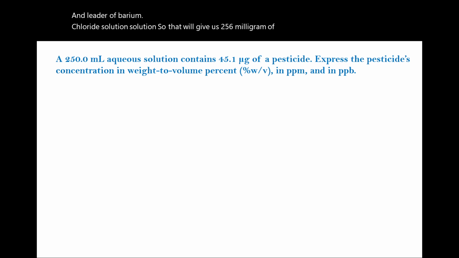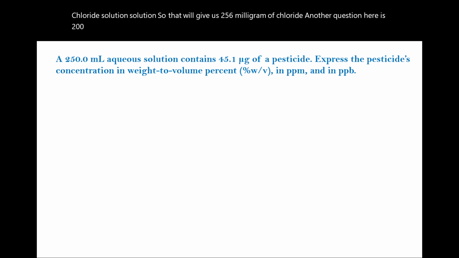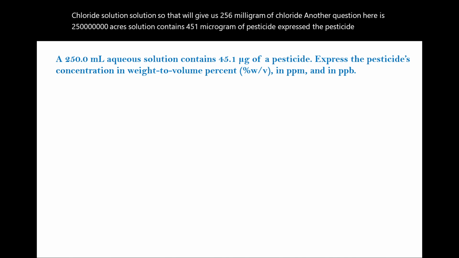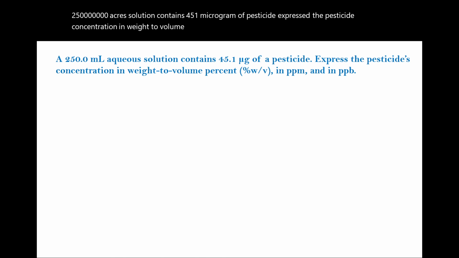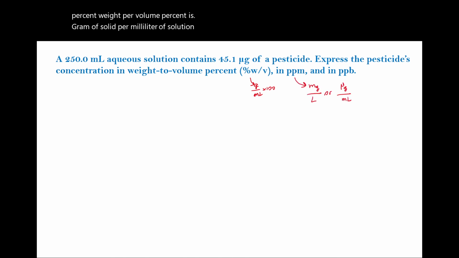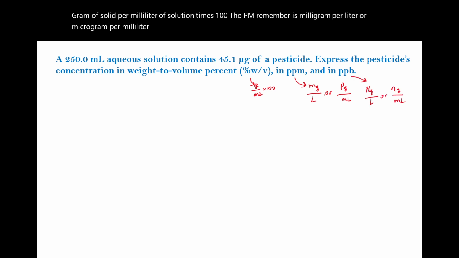Another question here: a 250 milliliter aqueous solution contains 45.1 micrograms of pesticide. Express the pesticide's concentration in weight to volume percent, in ppm, and in ppb. So again, remember the weight per volume percent is grams of solid per milliliter of solution times 100. The ppm, remember, is milligrams per liter or micrograms per milliliter. The ppb, parts per billion, is micrograms per liter or nanograms per milliliter.